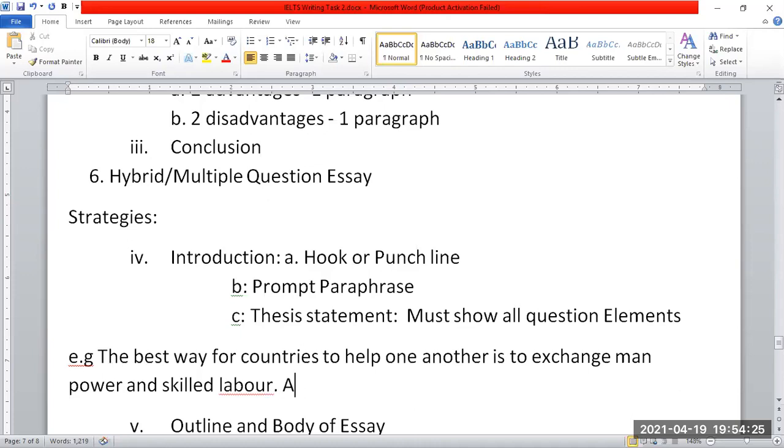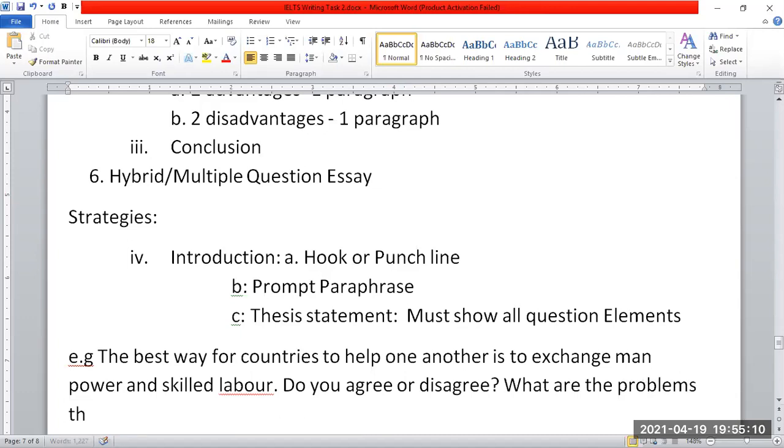So the question, the first one we go, do you agree? Agree or disagree? That's the first question element, number one. Number two, what are the problems that may arise from this practice?